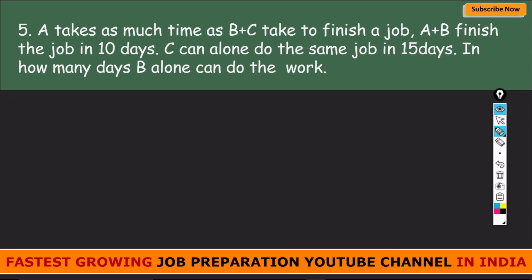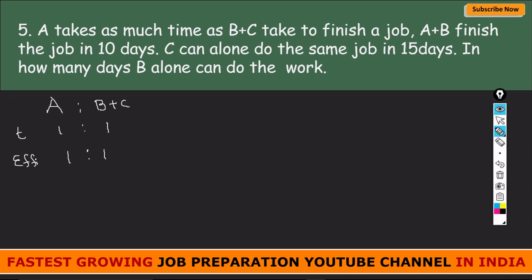In this question, it says A takes as much time as B plus C. So let us take A and B plus C here. A takes as much time as B plus C takes to finish a job. So if you find a ratio over here, it will be 1:1 ratio. Time will be 1:1 ratio. Efficiency will also be in 1:1 ratio.